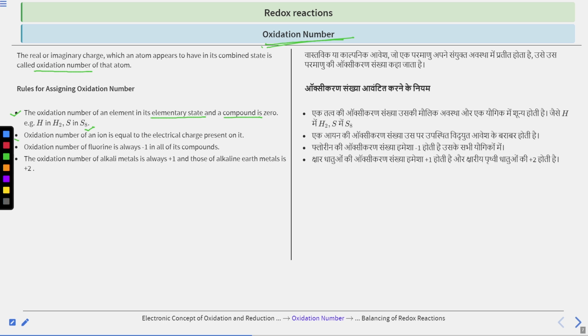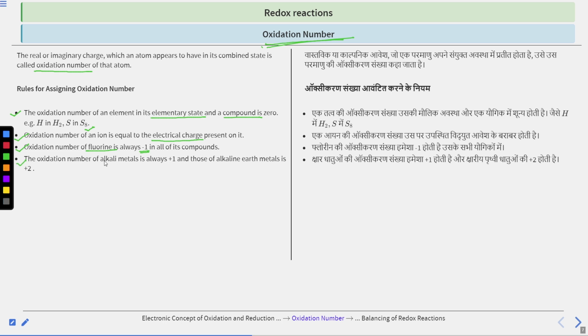Second rule: the oxidation number of an ion is equal to the electrical charge present on it. If any electrical charge is already present on an ion, that will be its oxidation number. Third, the oxidation number of fluorine is always -1 in all of its compounds. Whatever the compound or molecule is, fluorine always exhibits an oxidation number of -1.